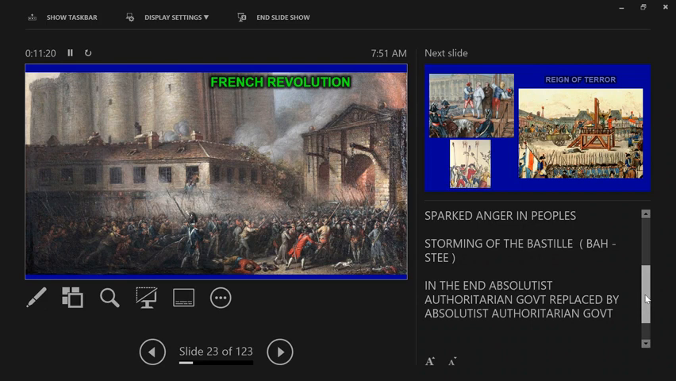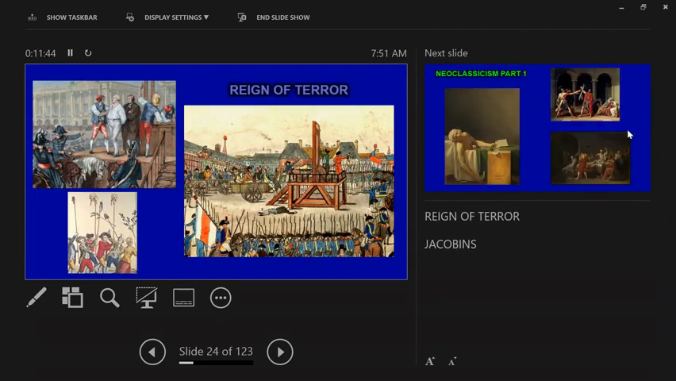And in the end, an absolutist authoritarian government was replaced by an absolutist authoritarian government. They got rid of an authoritarian government and replaced it with an authoritarian government, but just one was a monarchy and the other one was not. The new government was just as bad as the old government.